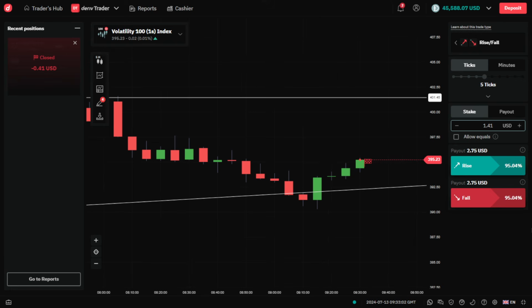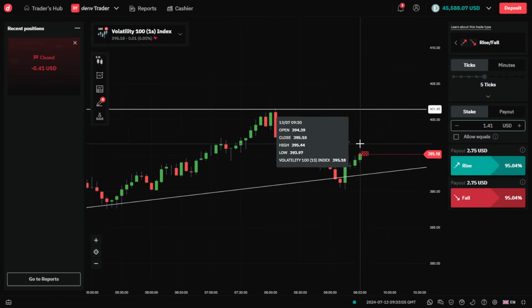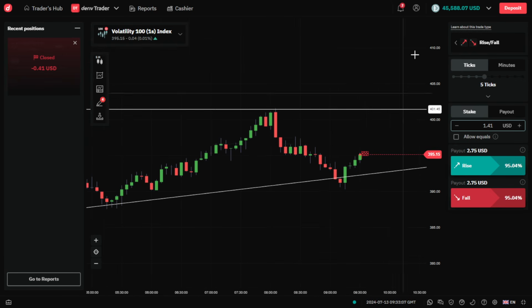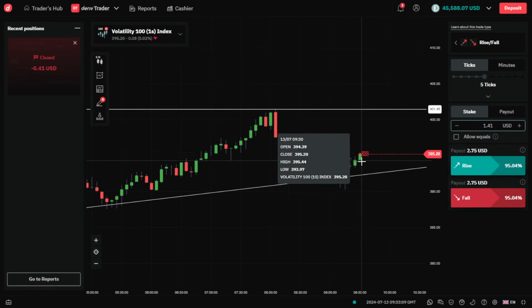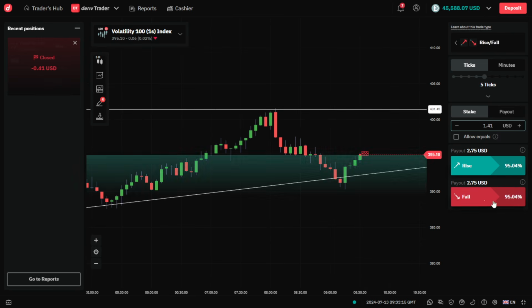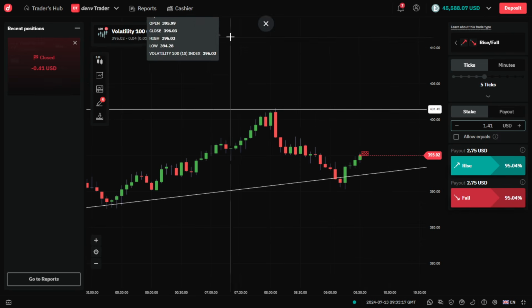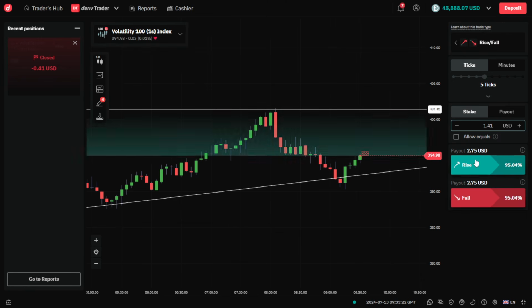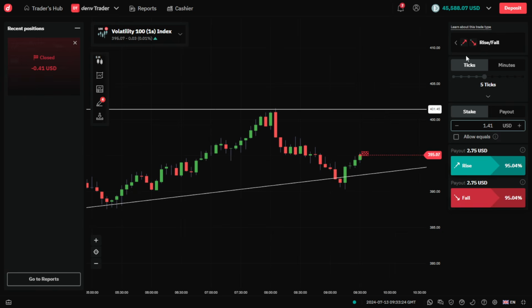Like here, I know the market will go to the white line. So I would have placed a 15-minute time frame to give the market a moment to go to the white line, or I would have waited for it to reach here and then placed a fall on a 15-minute time frame. So as you can see here, you have two options. You can place 15 minutes on rise right here, or you wait for it to touch this white line and then you place 15 minutes on fall. So you have two options.